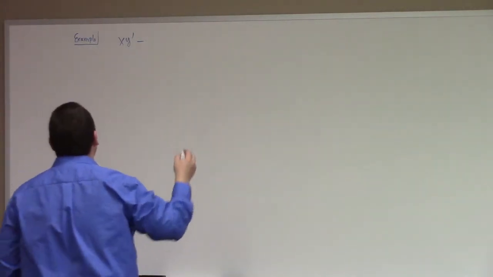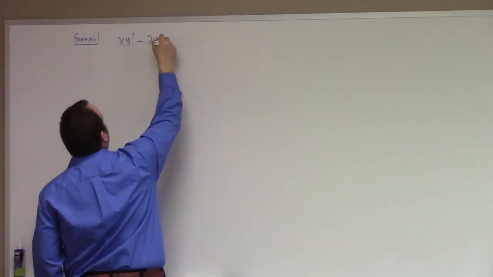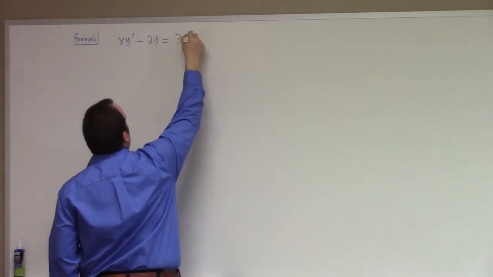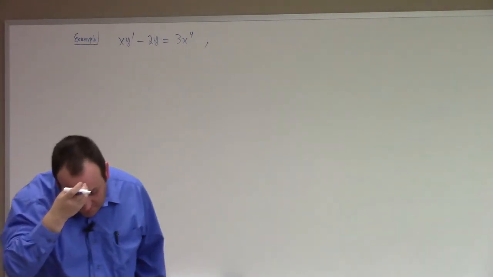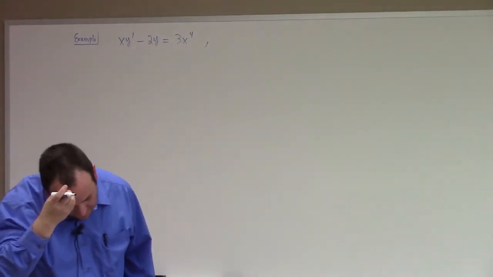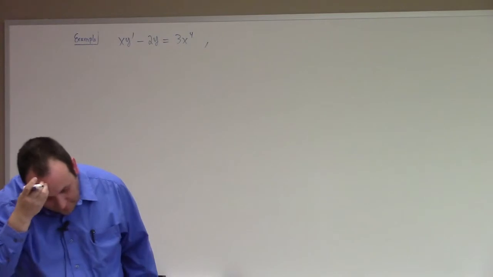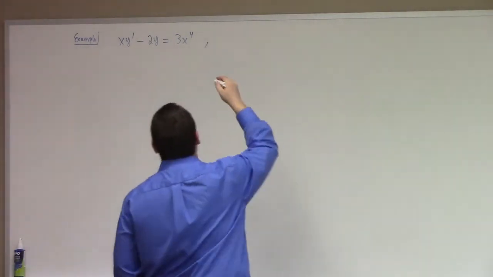Minus 2y equals 3x to the 4th. And we're also given an additional piece of information. In particular, we are given this condition that y of minus 2 is equal to 2.